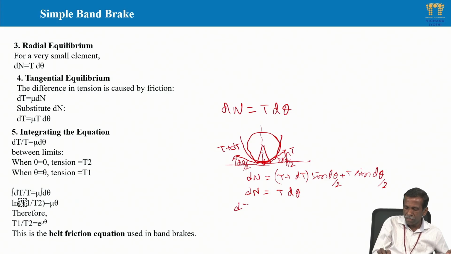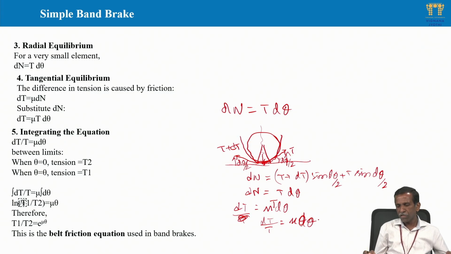So dT we know already: dT is mu dN, you know that. So dT equals mu T d theta, because dN is T d theta. Substituting, dT equals mu T d theta, so dT by T equals mu d theta. I think you are able to understand how we arrive at dT equal to mu T d theta, dT by T equal to mu d theta.